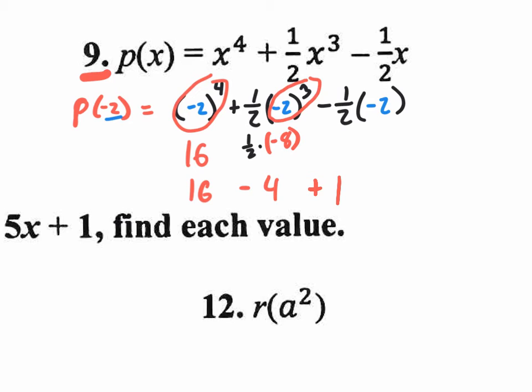So what's 16 take away 4? That's 12 plus 1. That is 13. So I guess you should write your answer: P of negative 2 equals 13. They also want you to do P of 3. So go back and do the same thing. Plug in 3, get an answer.